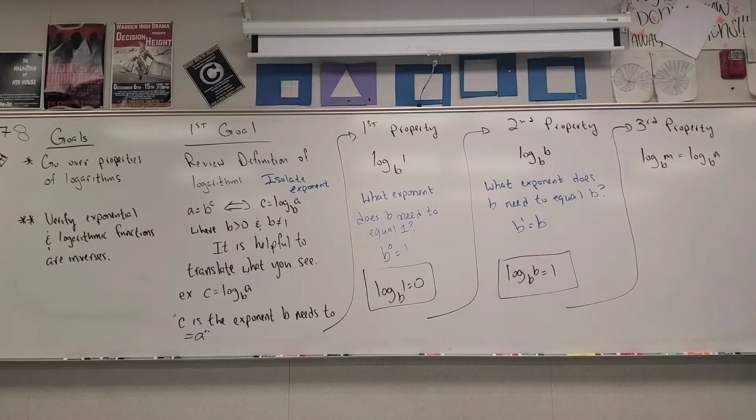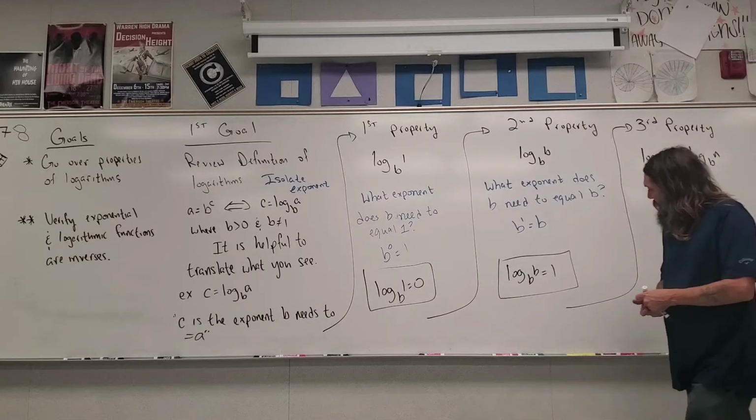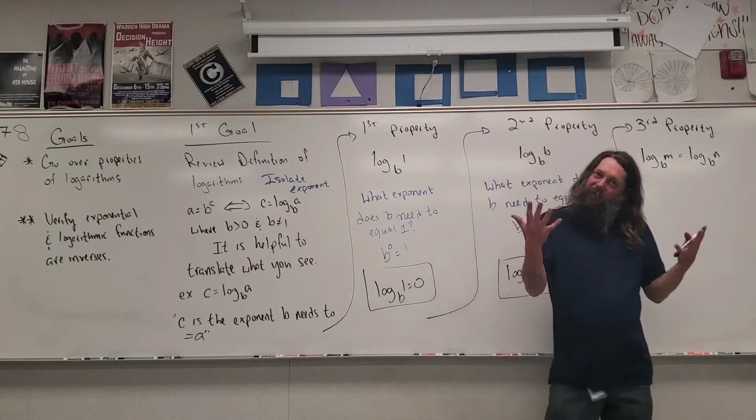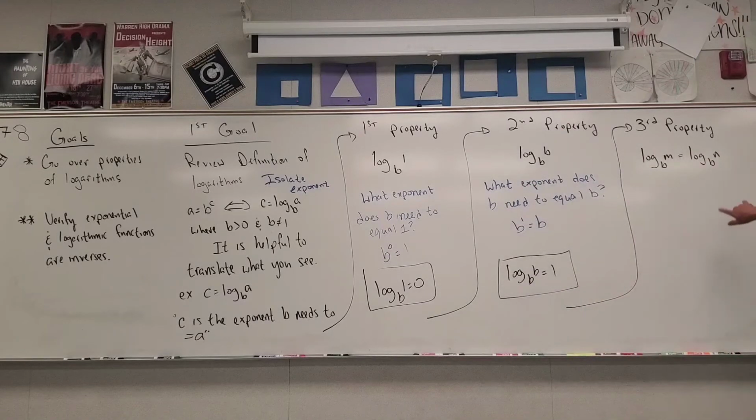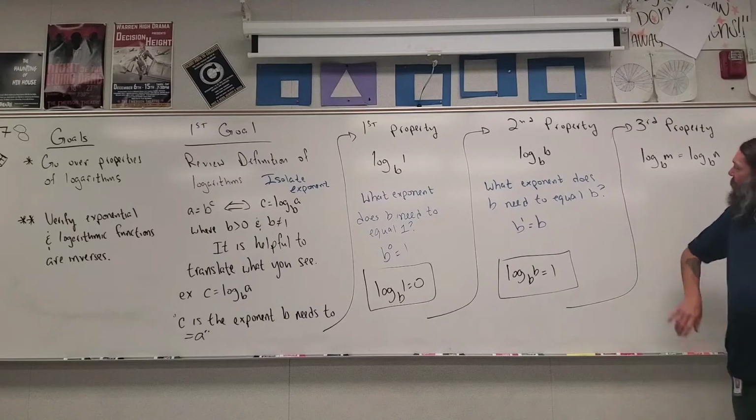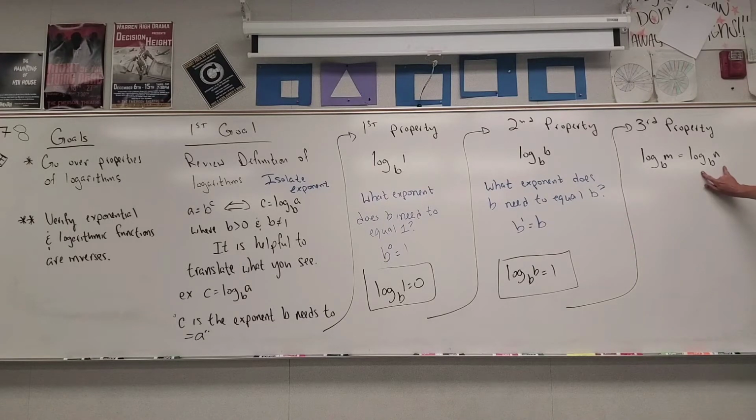All right, and let's move on to our third property. This one was hard for me to figure out a way to explain, and I hope I can articulate it in a simple way. Now, this one's different because we're starting off with an equation. So what that means is both of these have the same exponent. Both of these are equal to the same exponent, right?